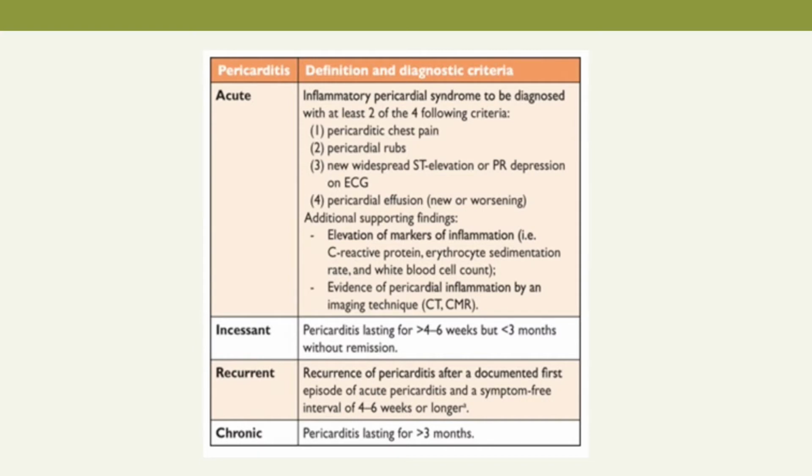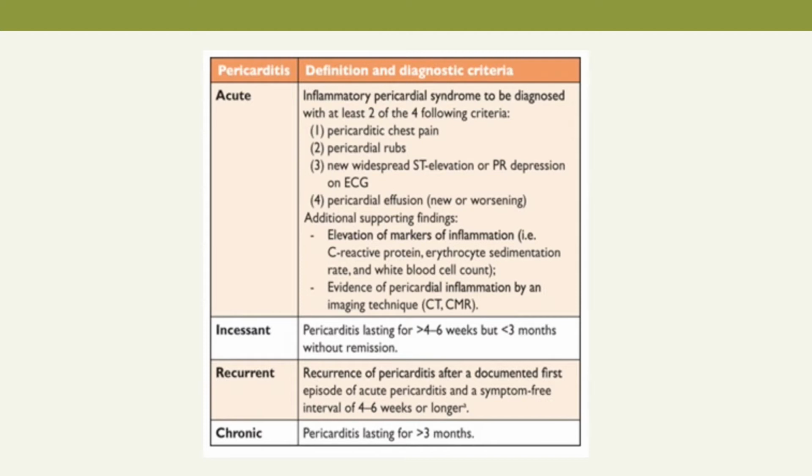So, when we look at the definition and diagnostic criteria, my reference text for today is the European Society of Cardiology guidelines on pericardial disease. Again, a fairly good read, especially if you are preparing for exams. Acute pericarditis is an inflammatory pericardial syndrome to be diagnosed with at least 2 of the 4 following criteria: pericarditic chest pain, pericardial rubs, new widespread ST elevation or PR depression on ECG, and a new or worsening pericardial effusion. And as I said, other supportive findings will include elevation of markers of inflammation and pericardial inflammation on imaging such as CT or cardiac MR.